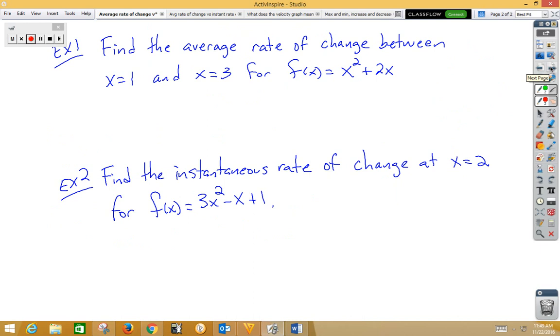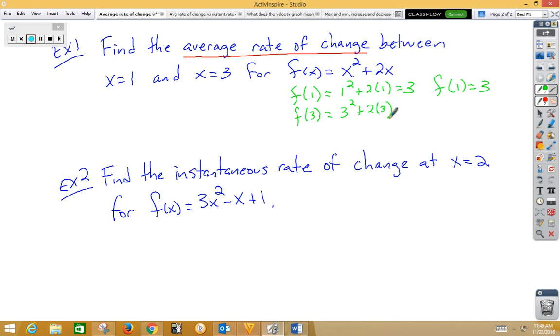In example 1, it says find the average rate of change between x is 1 and x is 3 for f of x is x squared plus 2x. Well, the first thing we need to do is find out what f of 1 is. So if we plug in a 1, we get 1 squared plus 2 times 1, which is 3. So our first point, f of 1, is 3. We now need f of 3, so plugging in we get 3 squared plus 2 times 3. Well, that would be 15, so now we know f of 3 is 15.